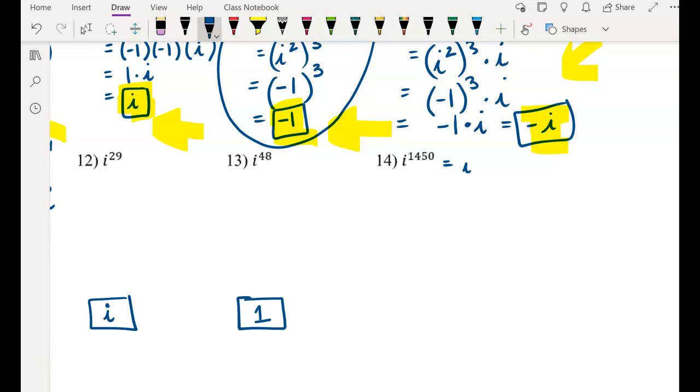1,450, that's an even number. An even number, students, we know we can make it into pairs perfectly. So 1,450 will make exactly 725 pairs of i squared, okay? So i squared is -1. -1 to the power of 725. 725, students, is an odd number. A negative number raised to an odd power is still a negative, okay? A negative number raised to an even power will give you positive.